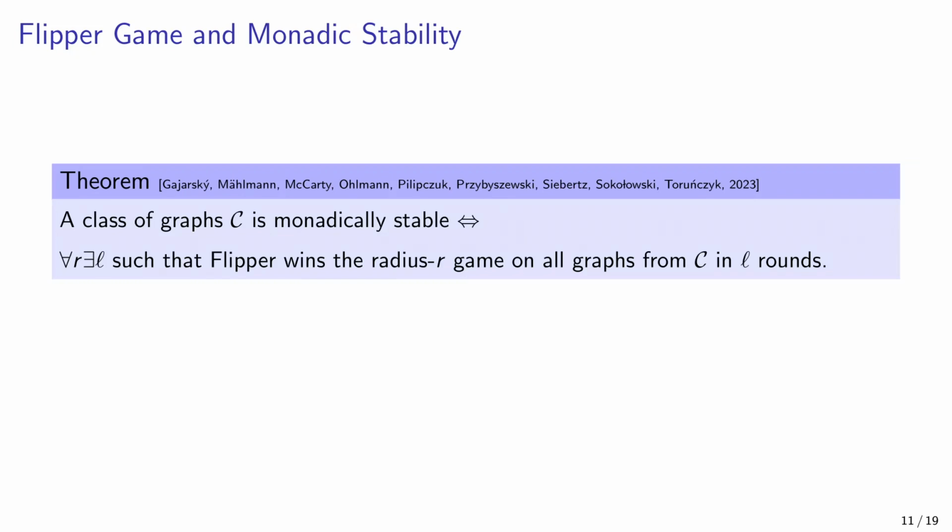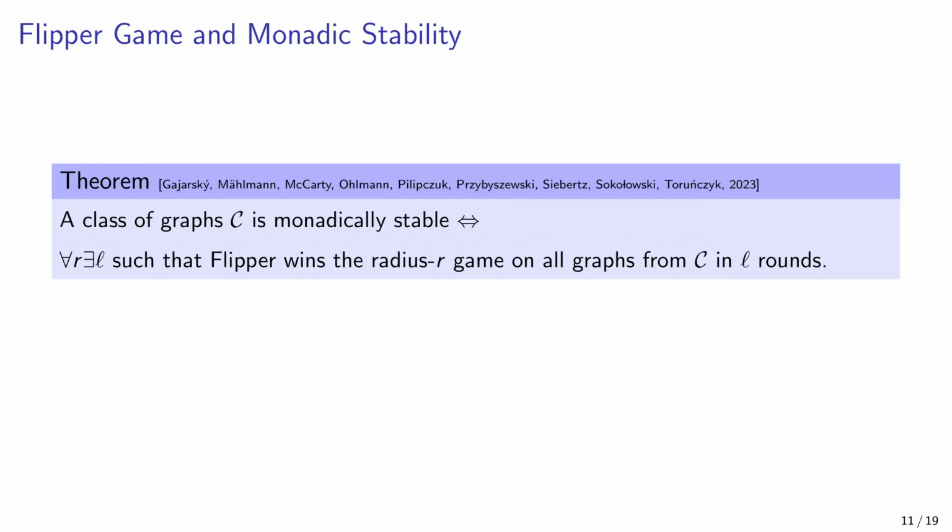In a recent paper, we showed that monadically stable classes of graphs can be characterized by the flipper game. We have that a class of graphs is monadically stable if and only if for every radius that we play the game with, there exists a bound of how long the game will take for flipper to win. And this bound only depends on the radius. It does not depend on the single graph from the class that you pick.